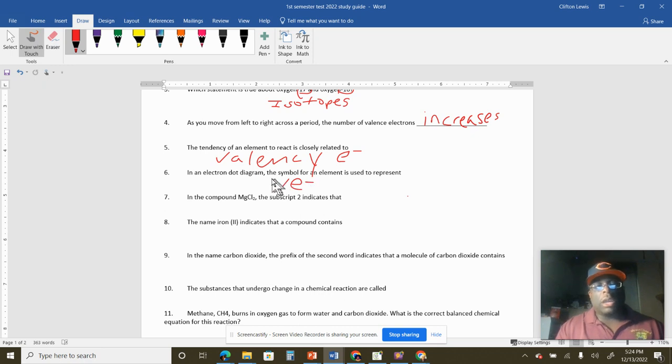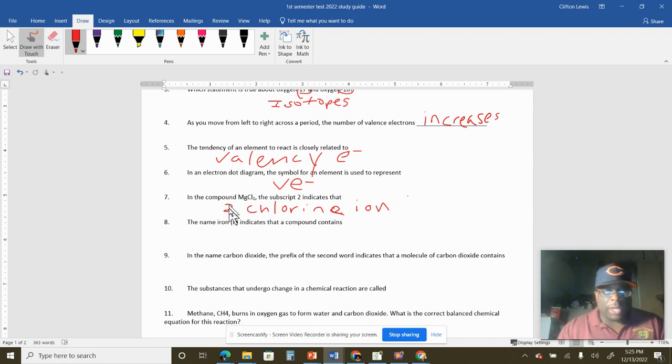Okay. All right. In a compound MgCl2, that little subscript 2 indicates the number of chlorine atoms. There are 2 chlorine ions on that magnesium. So it's 2 chlorine ions. Maybe I should type this. I don't know. I'm doing this on the fly, so y'all be patient with me. All right.